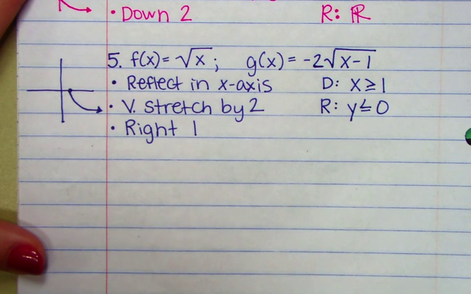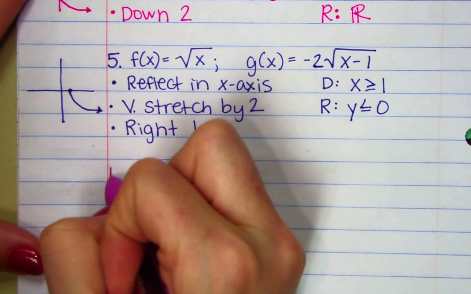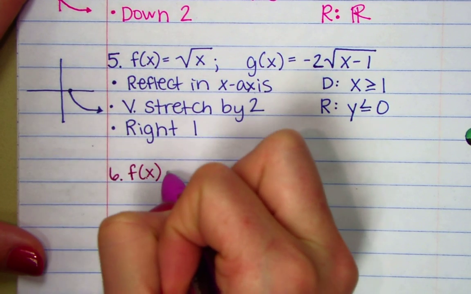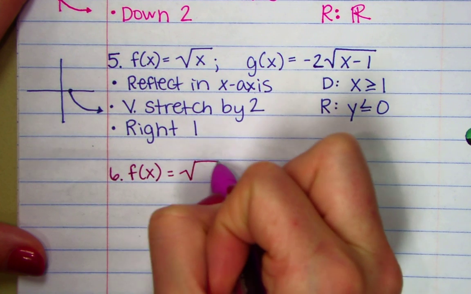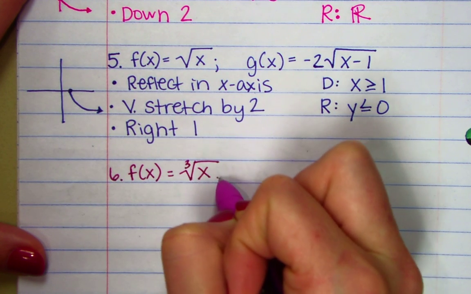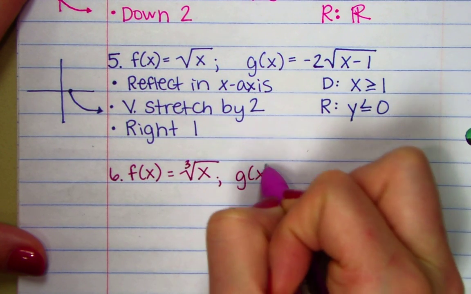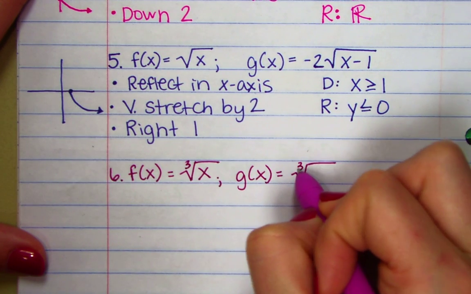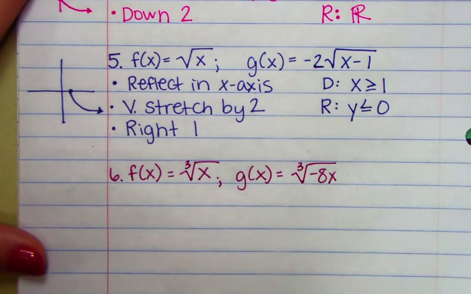Okay. Let's see, number 6. My f of x equals the cube root of x, and my g of x equals the cube root of -8x.